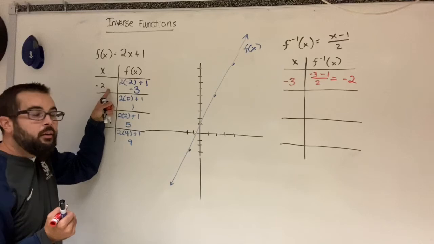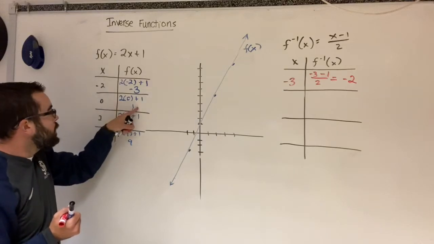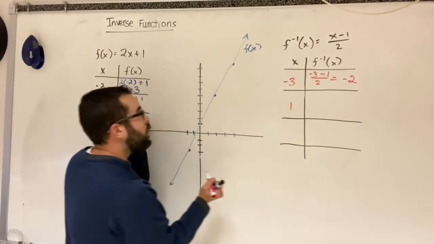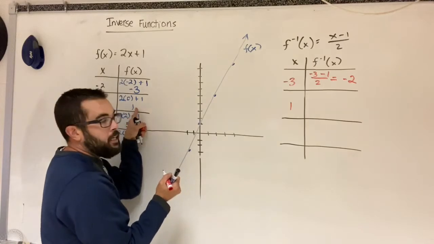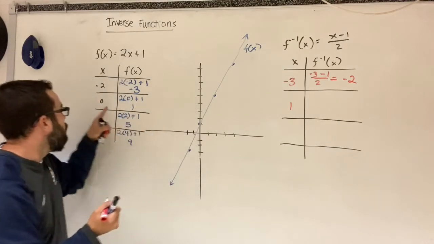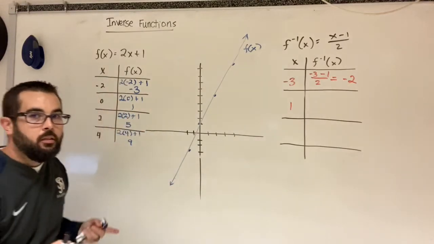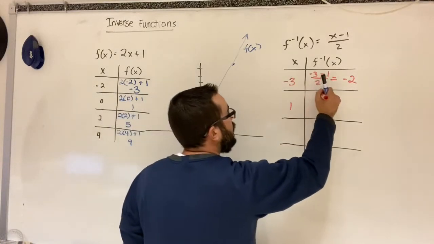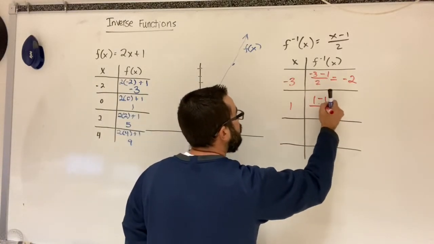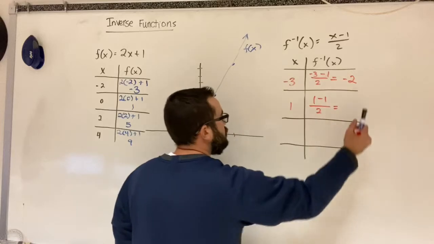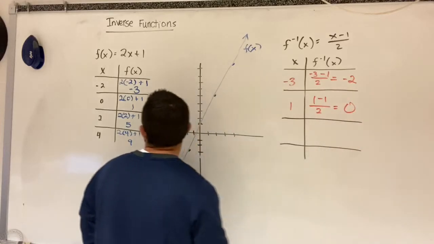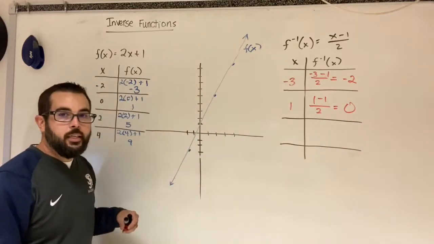It worked for that one. So let's try it again. I'm going to input 1 for my input, and my output should be 0. So let's see if that happens. We have 1 minus 1 over 2, which is equal to 0. So it works again.